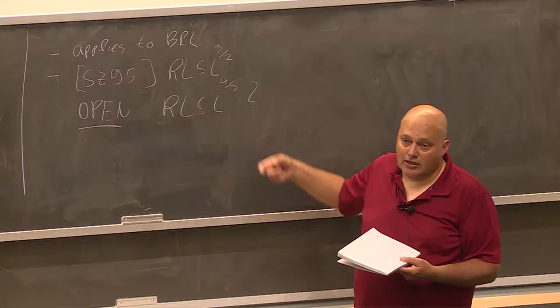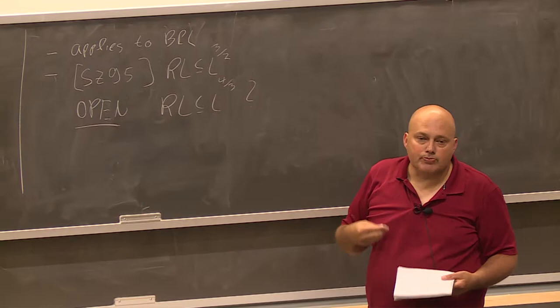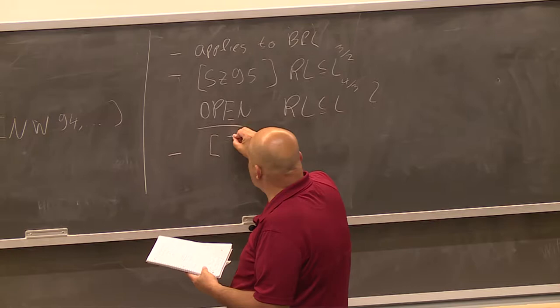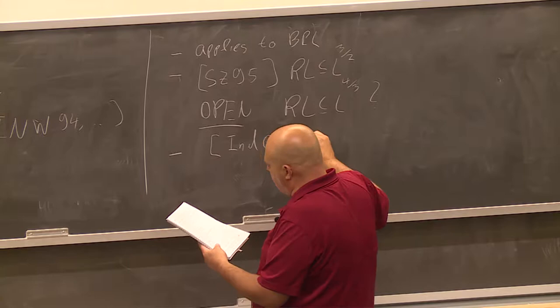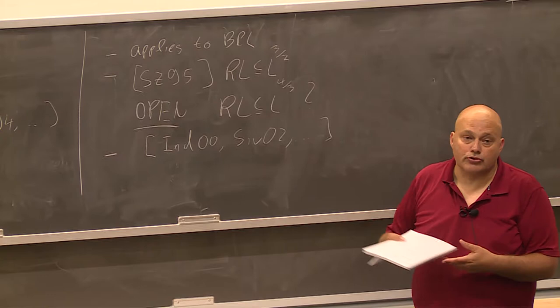In general, I said it applies to BPL, it's useful as a tool, and it has applications beyond RL. The pseudorandom generators are very strong de-randomization tools. For example, a beautiful result by Indyk, another by Sivakumar, and quite a few other things. There are things that we could do very easily if we had good generators for small space computation.